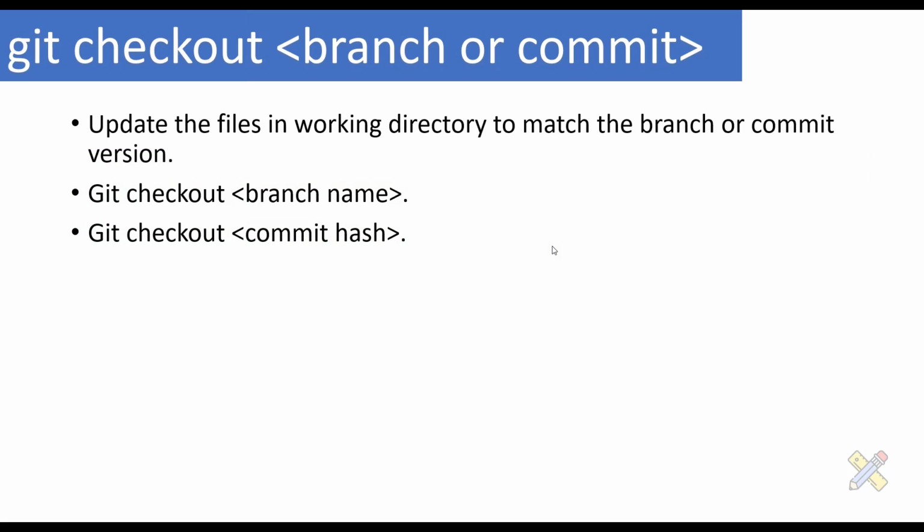It updates the files in the working directory to match the branch or commit version. Basically, it lets you switch to a specific version of the project that corresponds to a different branch or a single commit. We use this command as git checkout followed by a branch name or a commit hash that corresponds to a specific version of the project.